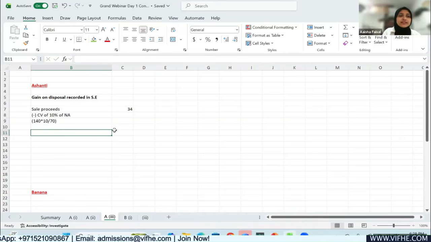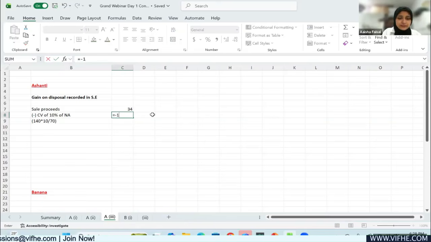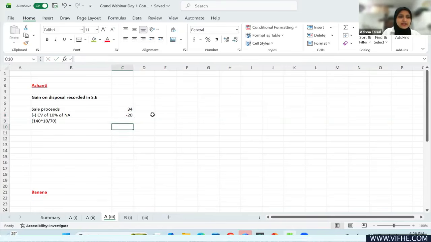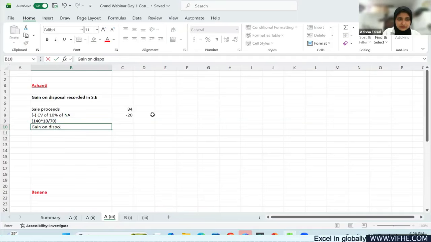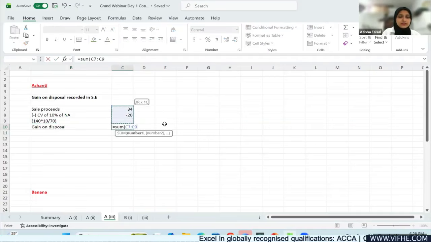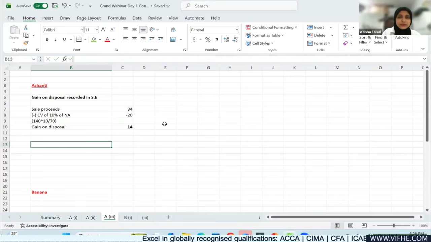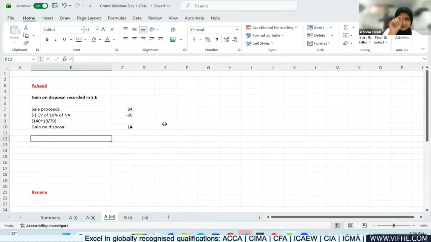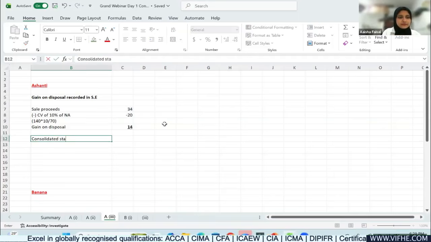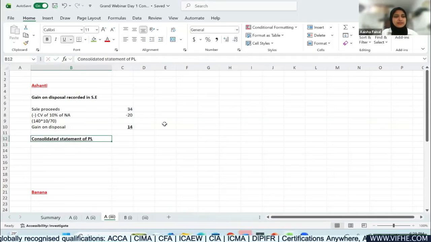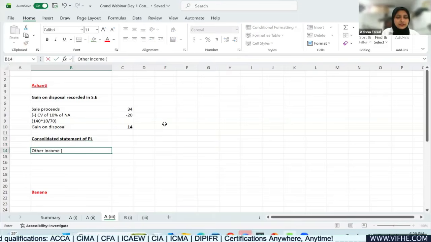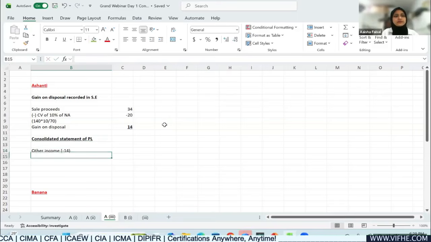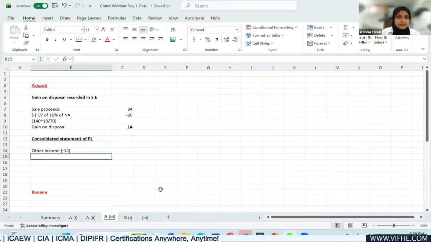No, this is what we're trying to identify, that what they have done in the single entity books. Which is fine from a single entity perspective, no problem, but it's wrong from a consolidation perspective. So you're identifying this, and this is the gain on disposal recorded. The adjustment that would be required in your consolidated statement of P&L, from the other income, wherever that other income line was there, this was to be removed. It was to be removed from your other income.